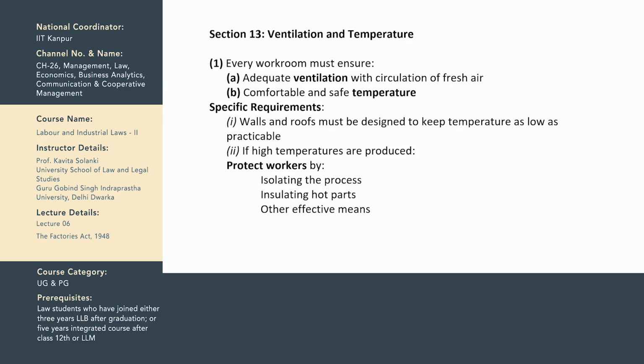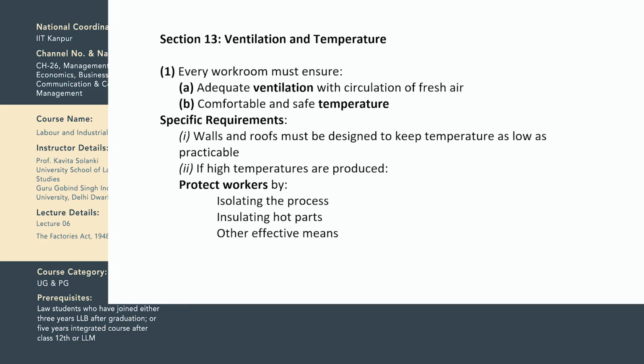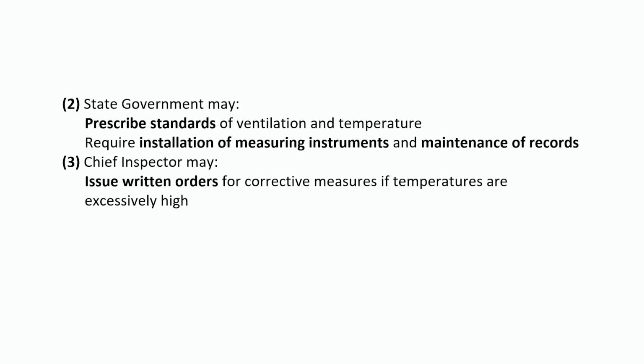Effective means can be prescribed by the government, and the state government may prescribe the standards of ventilation and temperature. They can require the installation of measuring instruments, for example if we have a cooling plant or AC in the building. Normally someone comes to take the readings, and a record has to be maintained.